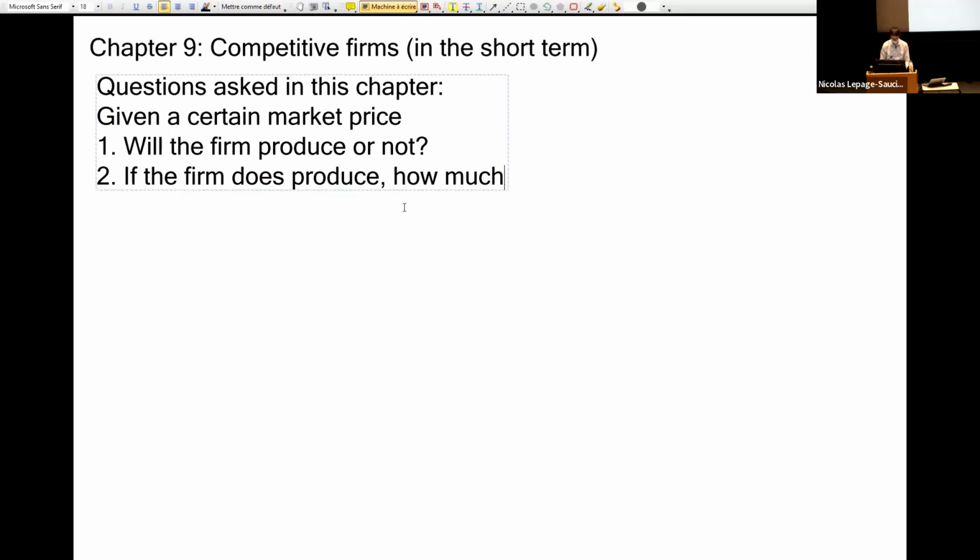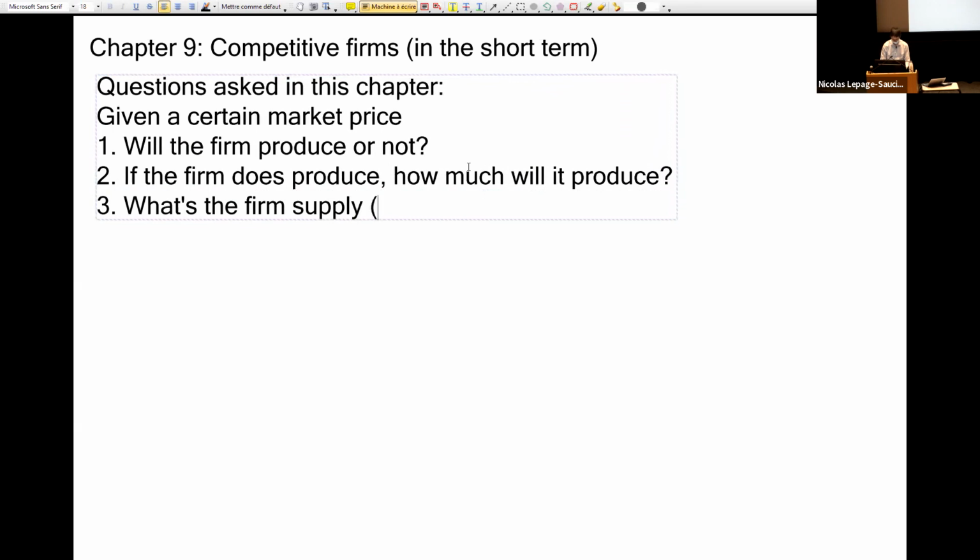So I'm asking these questions. How much will it produce? Then three, what's the firm supply? So that's a result of 1 and 2. As when we do answer 1 and 2, then we can say what the firm supply is, because the firm supply is how much it produces as a response to what the price is. We have seen this at the market level, but that's what every firm does. So I see the price and I decide what's my production.